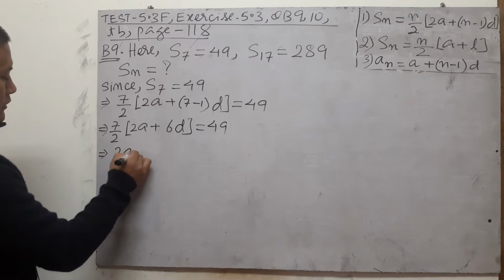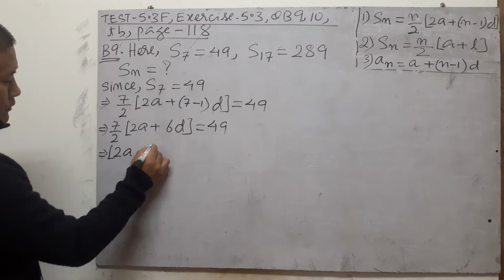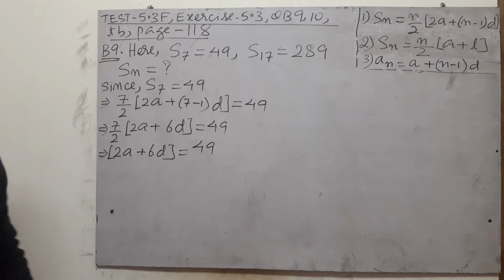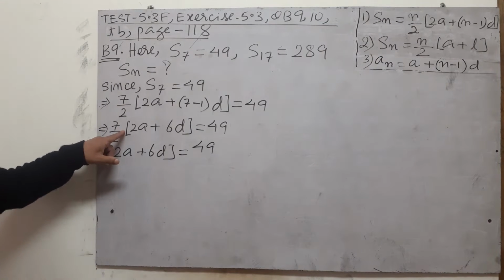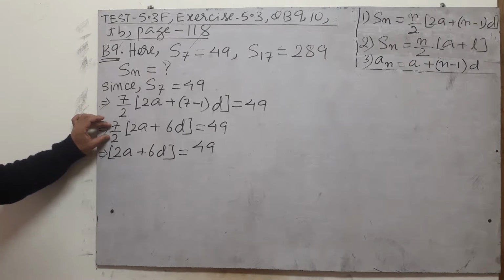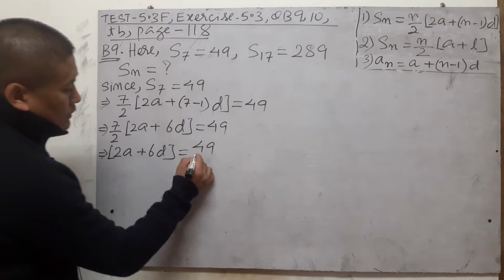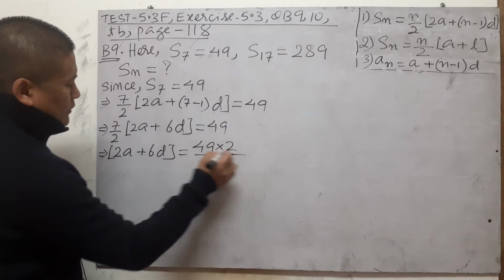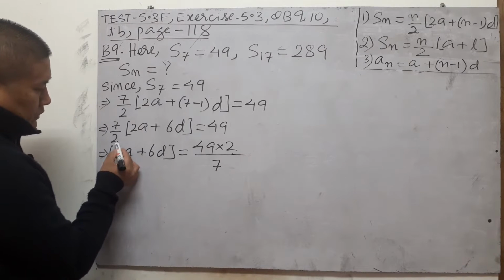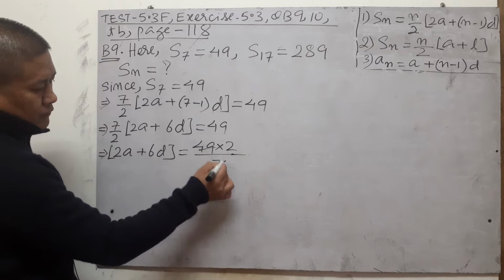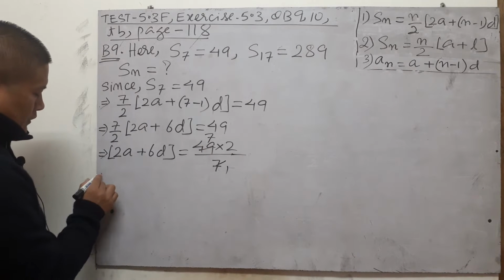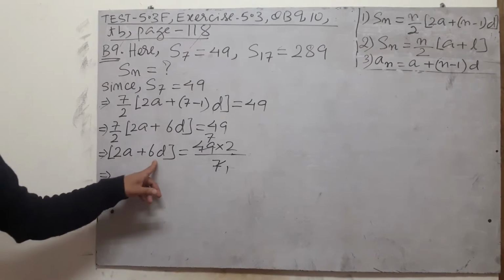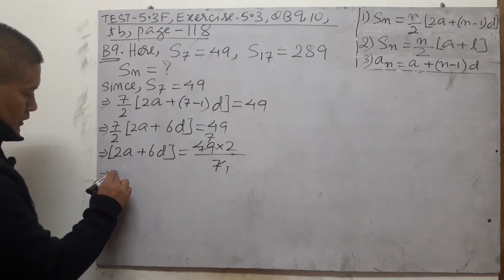Then let us write what is inside this bracket, 2a plus 6d, equal to 49. If we shift 7 by 2 to the right side, the numerator 7 will go down and the denominator 2 will jump up. So 7 goes down, 2 which is down goes up. 7 ones are 7 and 7 sevens are 49. If you observe carefully, 2 is the highest common factor of 2 and 6, so we can remove it to make it easy.